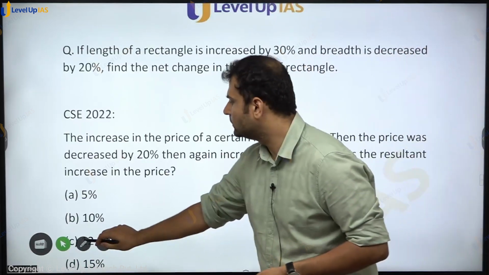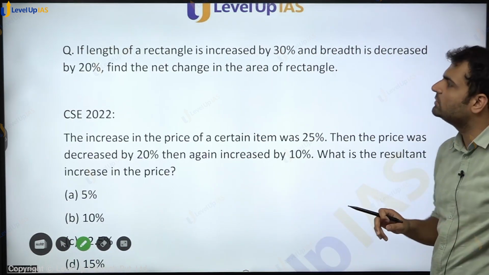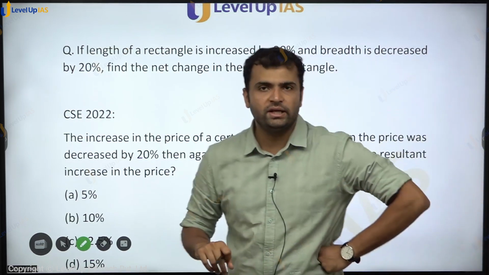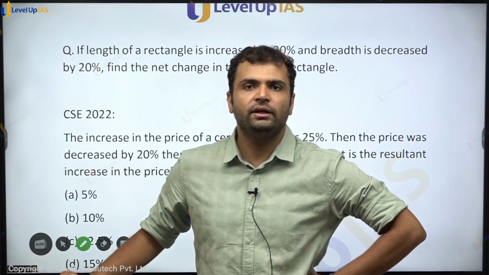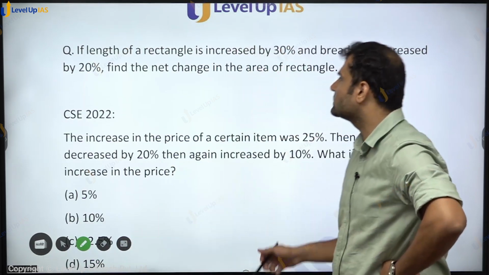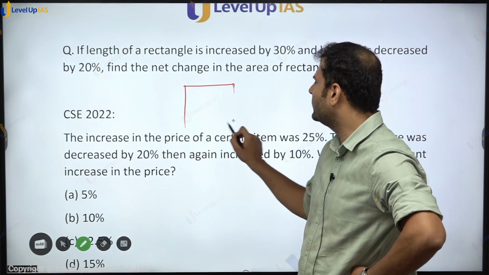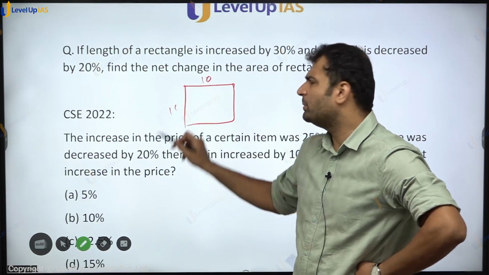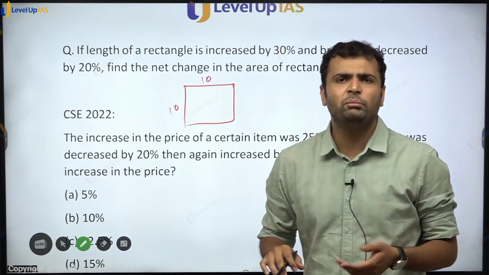Next, the length of a rectangle is increased by 30% and the breadth decreased by 20%. Find the net change in area of the rectangle. I hope you remember that area of a rectangle is length into breadth. Let us say that initially length and breadth both were 10 and 10. I am not taking 100 here because we have to do multiplication, so the calculation would be much bigger if I take 100.